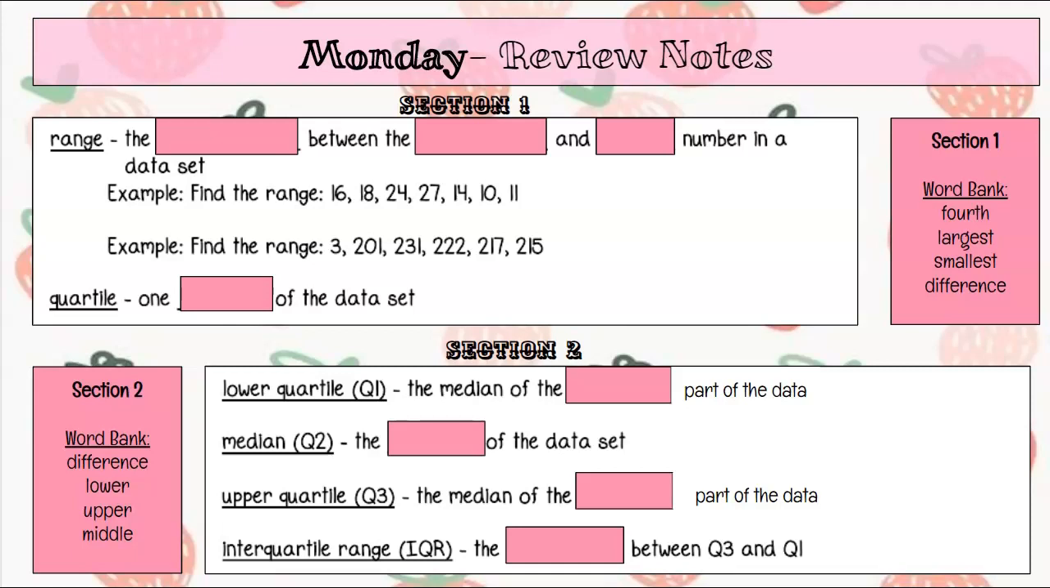Hey guys, I'm going to go over your activities from Monday, so make sure that you already have this complete in order to go over it with me. So the range, when we're talking about range, we're talking about the difference between the largest and the smallest number in a data set. And I'm using the word bank over here, so I use the word smallest, largest, and difference. I can cross those out.